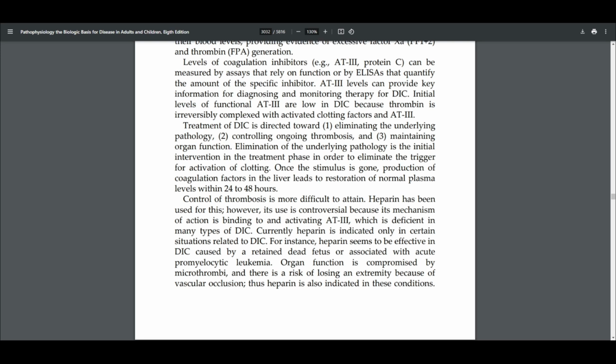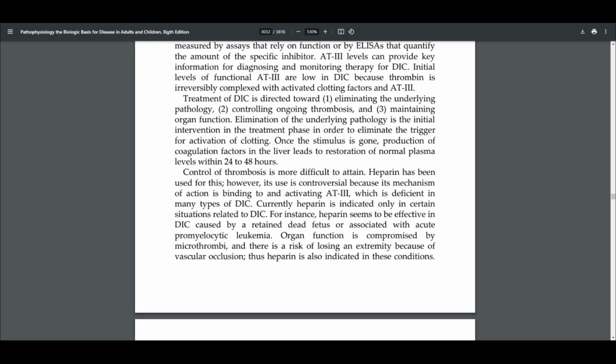AT3. Treatment of DIC is directed towards eliminating the underlying pathology, controlling the ongoing thrombosis, and maintaining organ function. Elimination of the underlying pathology is the initial intervention in the treatment phase in order to eliminate the trigger for activation of clotting. Once the stimulus is gone, production of coagulation factor in the liver leads to restoration of normal plasma levels within 24 to 48 hours. Control of thrombosis is more difficult to attain.